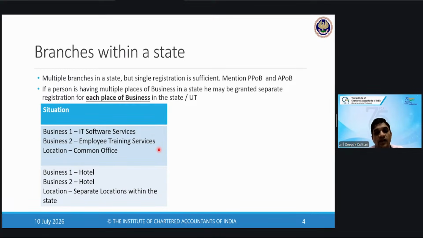And as a second example, he's having one business, a hotel, and the second business is also a hotel, but they are in separate locations within the state. Okay. Understand the difference here. In the second example, he is having a similar business but in separate places. But in scenario one, he's having different businesses but in one place.